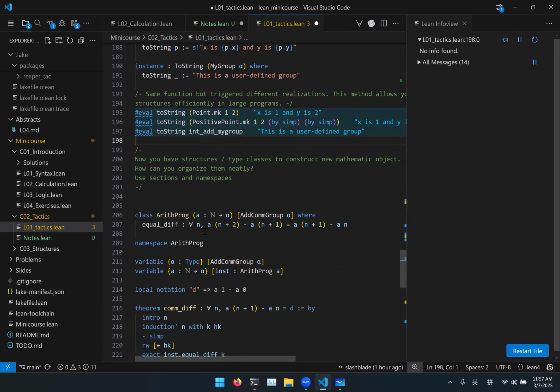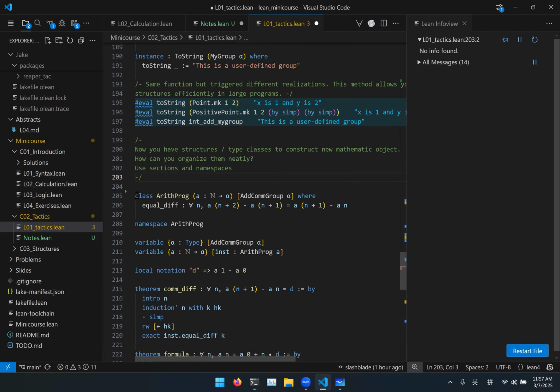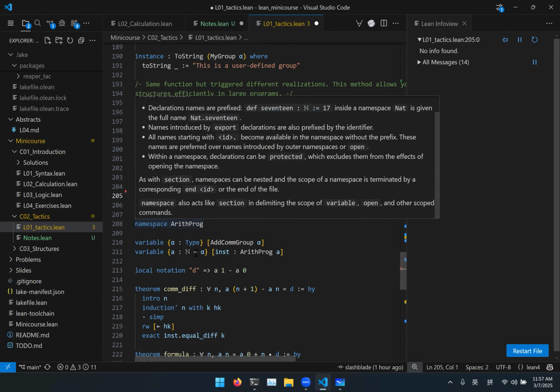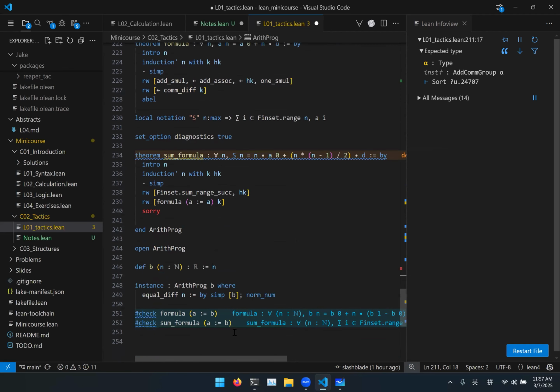And the last thing I want to mention today is how can you organize a file from the beginning? How can you make your code neater, more fit for the Mathlib style? So I will copy this, since the time is limited, I will copy this into a new file.